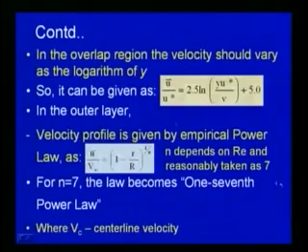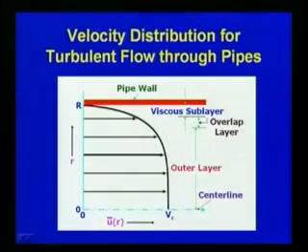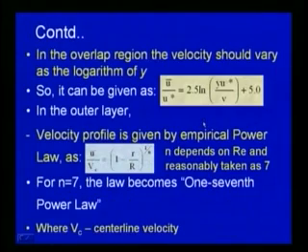And then in the overlap region, the velocity should vary as the logarithm of y. So, you can see that this is the overlap layer. In this layer the velocity variation can be expressed, as discussed earlier, as u bar by u star is equal to 2.5 natural log y u star by nu plus 5. So, this gives the velocity variation in the overlap region.